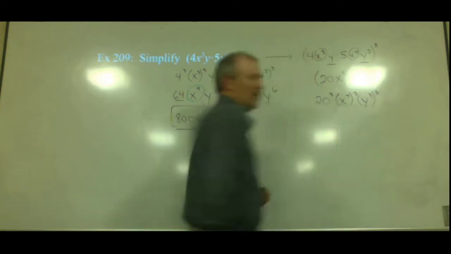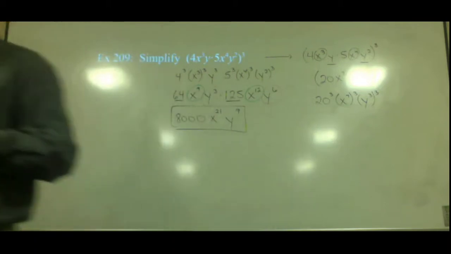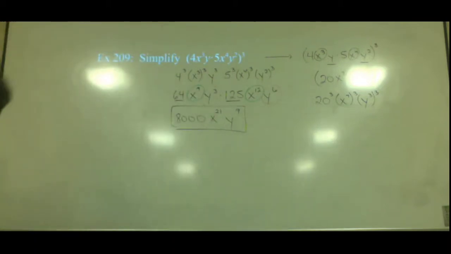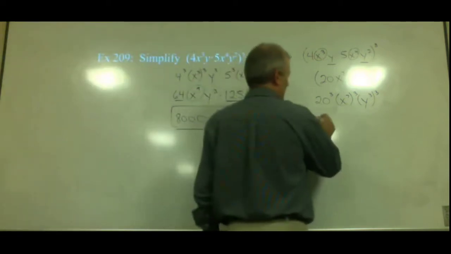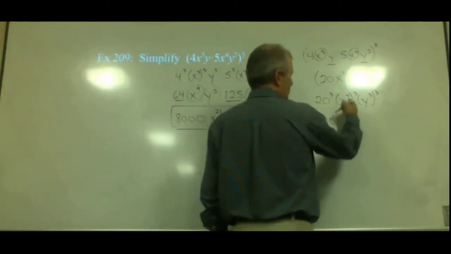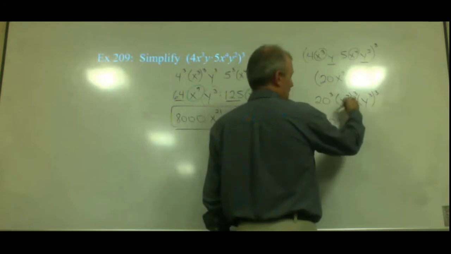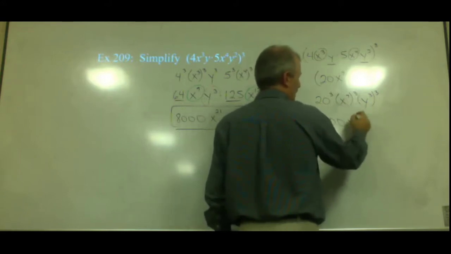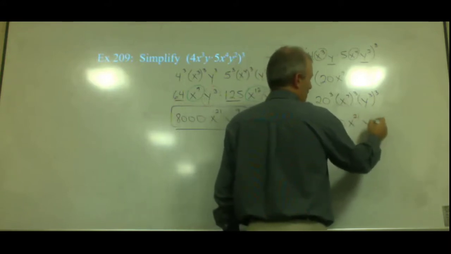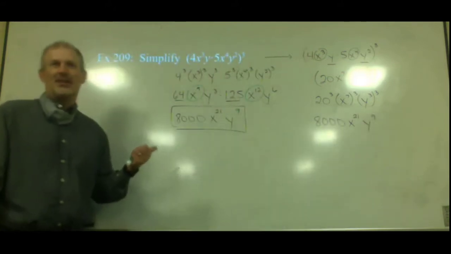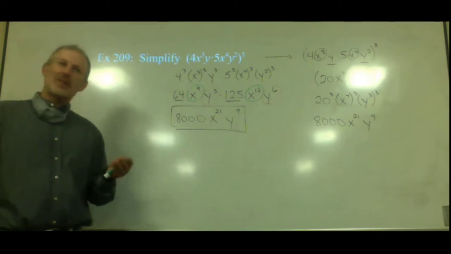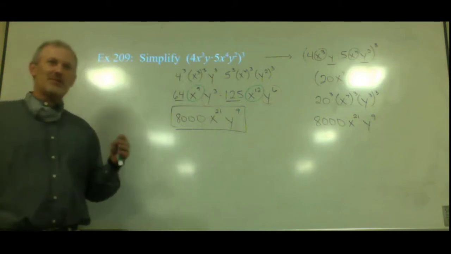So grab your calculators again. What is 20 cubed? It is 8,000. What is x to the 7th cubed? X to the 21st, and y to the 9th. Does it make any difference? No. So sometimes one way will be faster and sometimes another way will be faster.